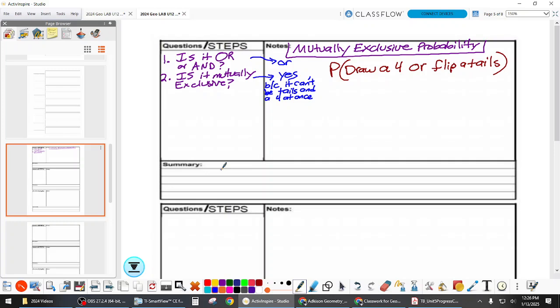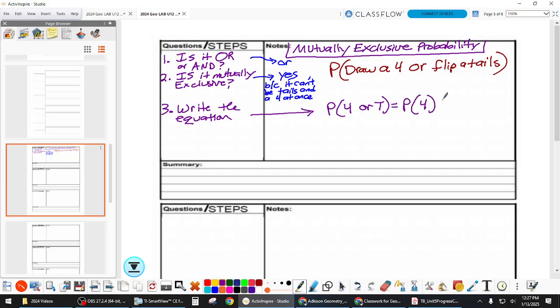Everybody kind of getting more clear on mutually exclusive? Okay. All right, and then step 3, write your equation. This part is pretty typical. Once we've identified the situation, we want to write our equation. So probability of 4 or tails is probability of 4 plus probability of tails. So we're just using that boxed equation that we just wrote on your notes.